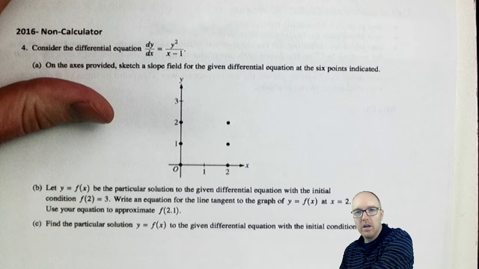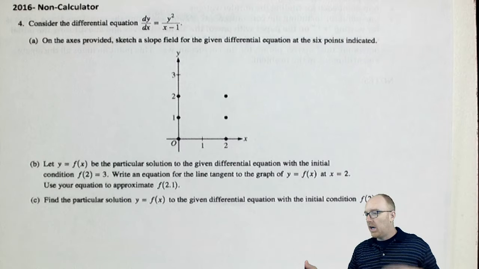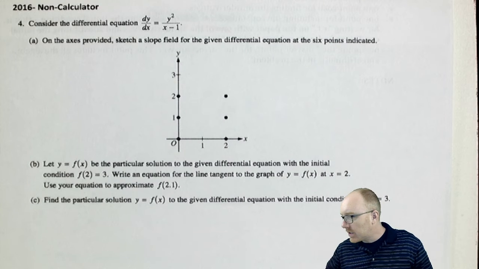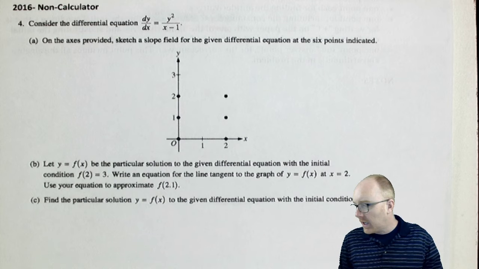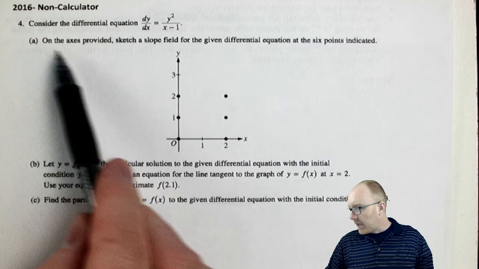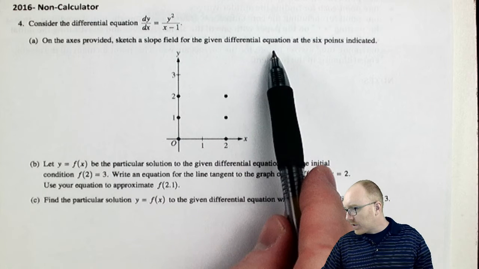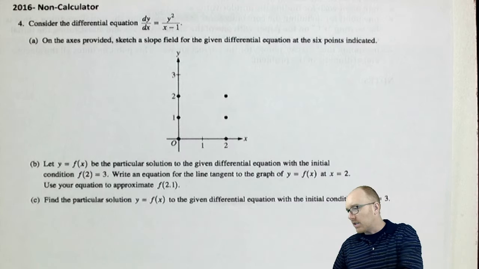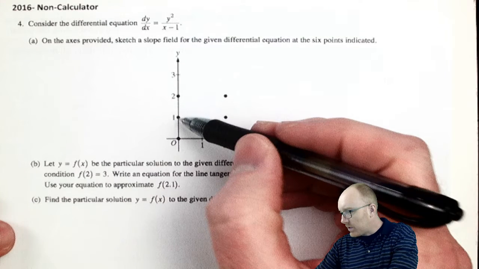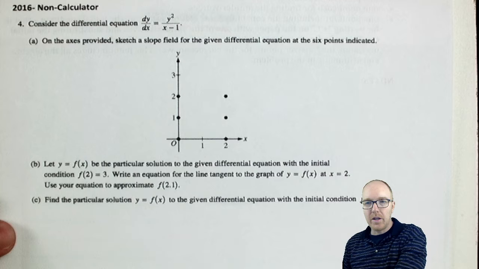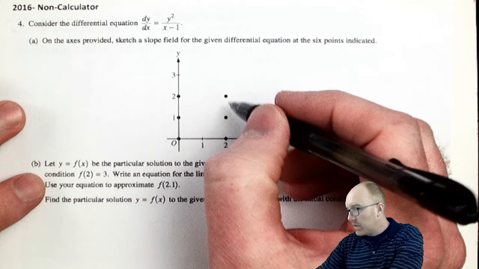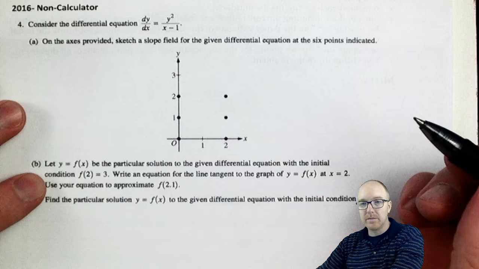All right, number 4. Here they give us a differential equation, dy dx equals y squared over x minus 1. It says on the axis provided, sketch a slope field for the given differential equation at the 6 points indicated. So I see 1, 2, 3, 4, 5, 6, and you would do this right on that page because they're going to have you draw those slopes. So all they want is the slopes through these 6 points.